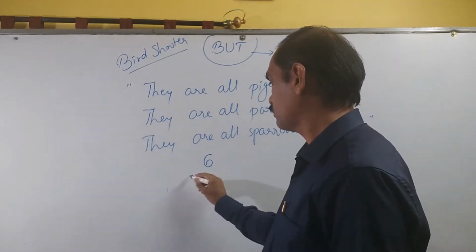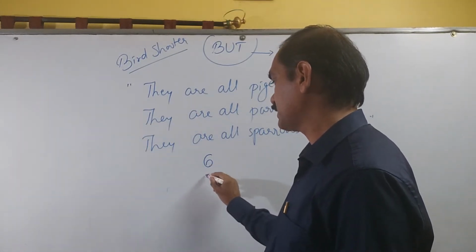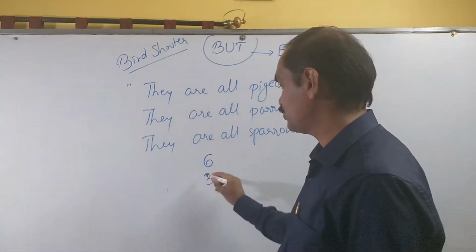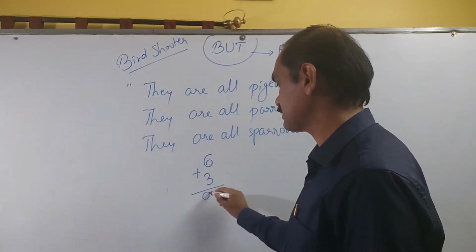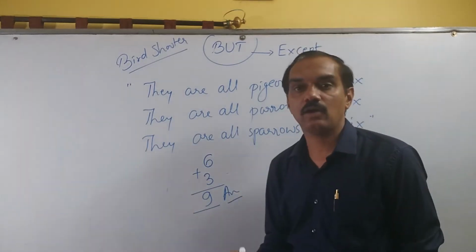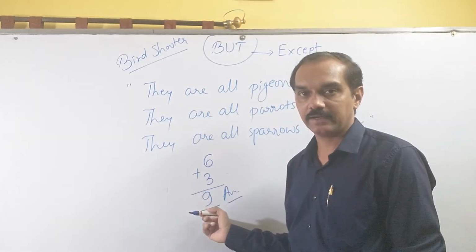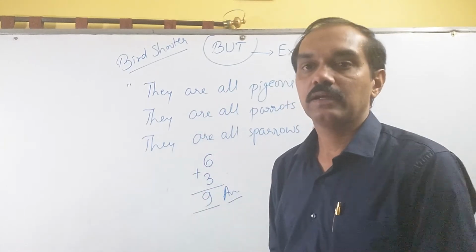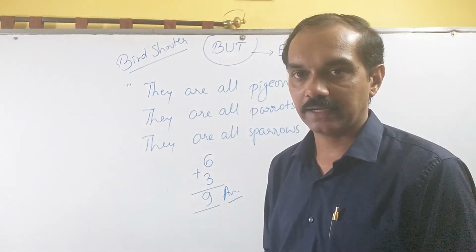Now make it half. Half of 6 is 3. Just add them to get the final answer, 9. So the final answer is 9. In all, how many birds are there in his bag? There are in all 9 birds in his bag.